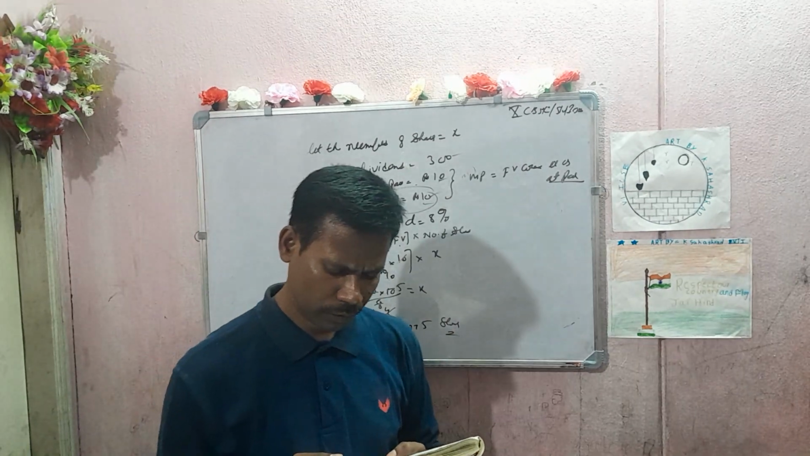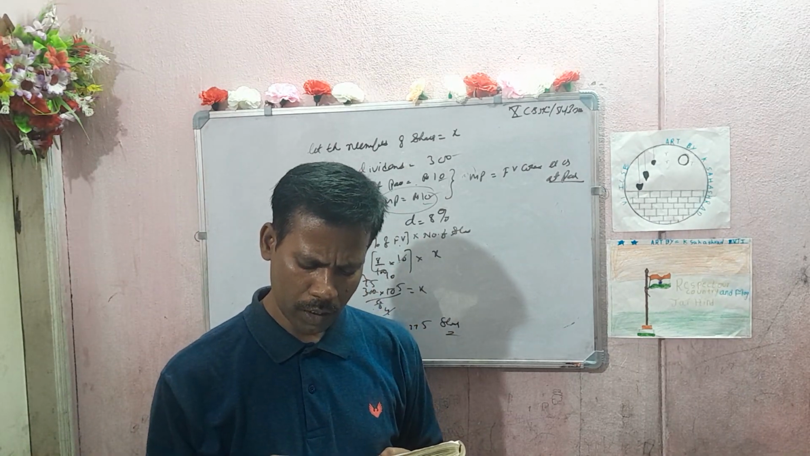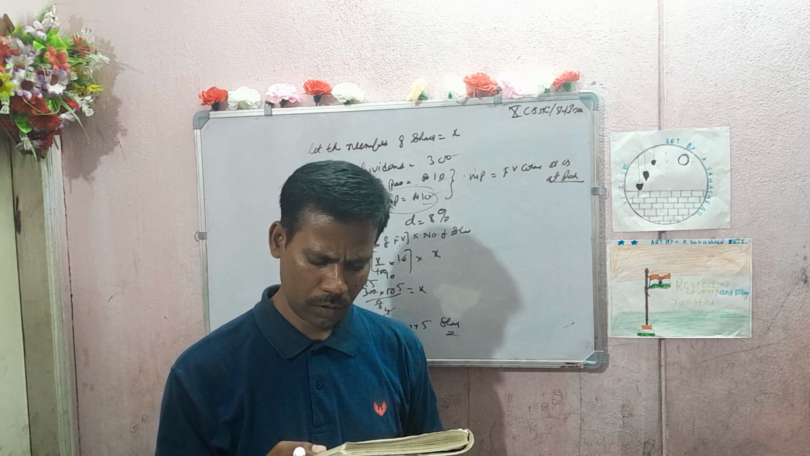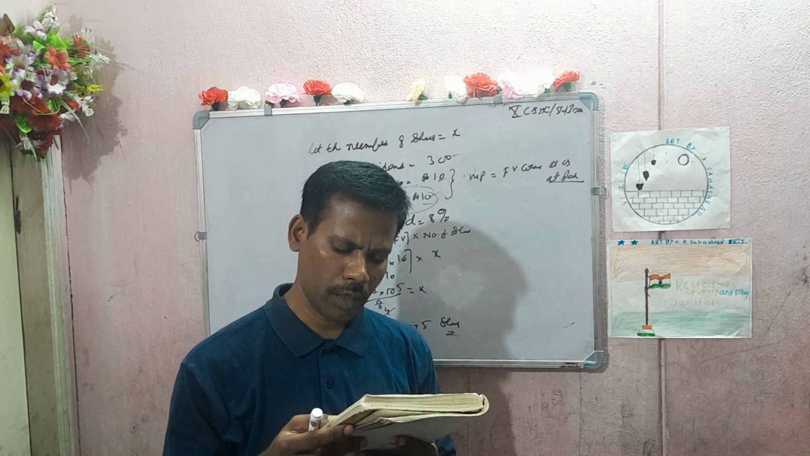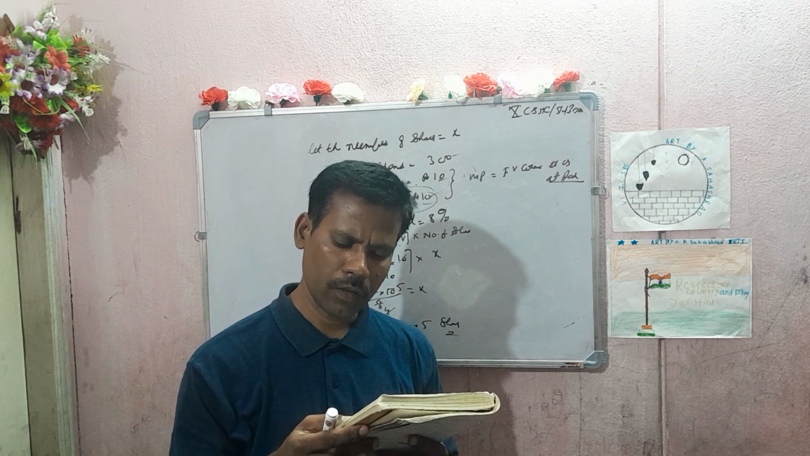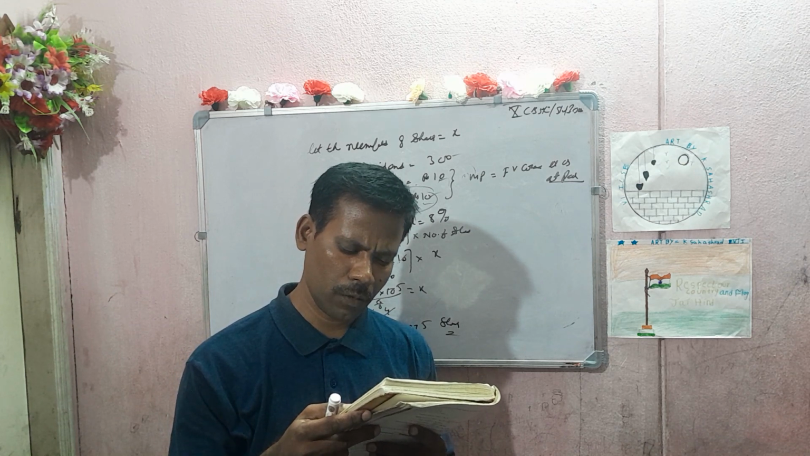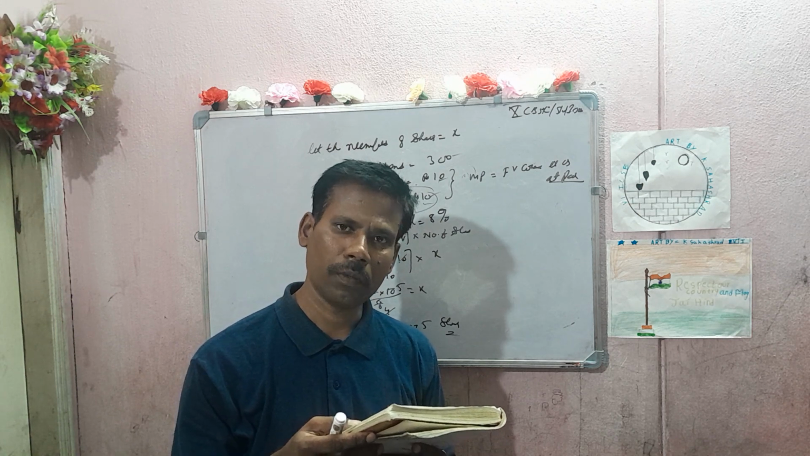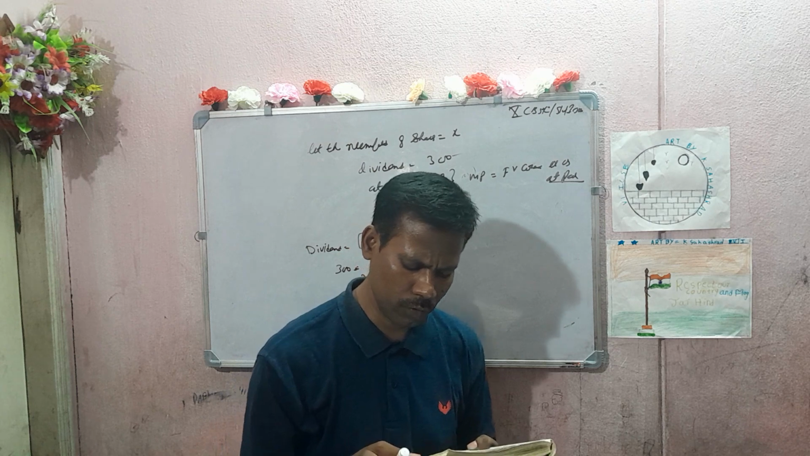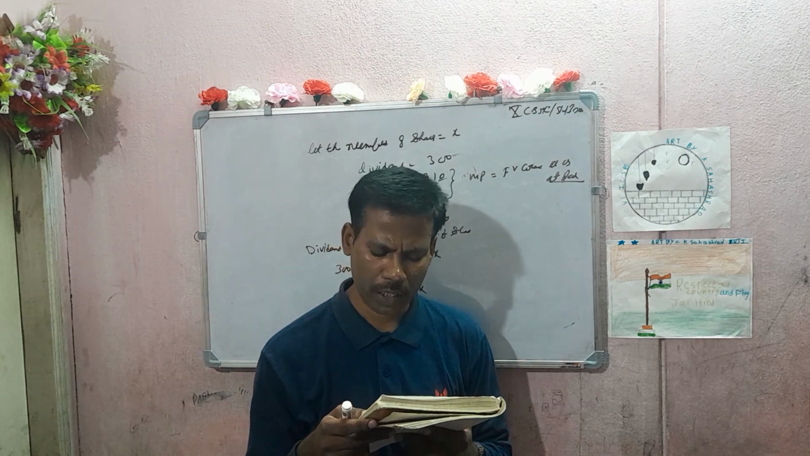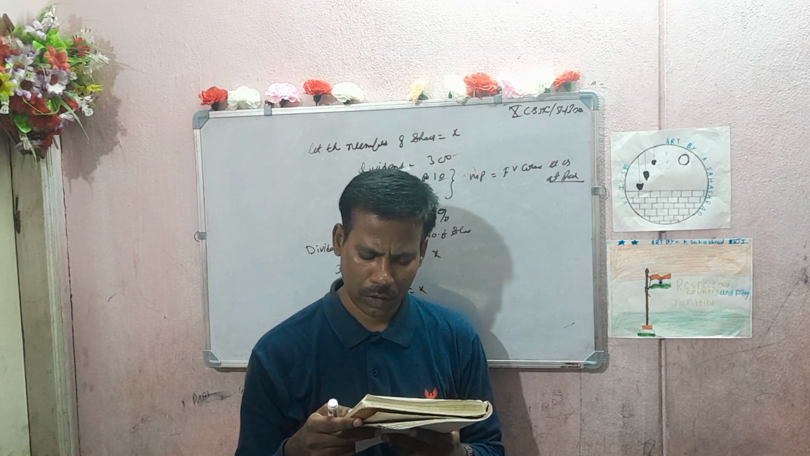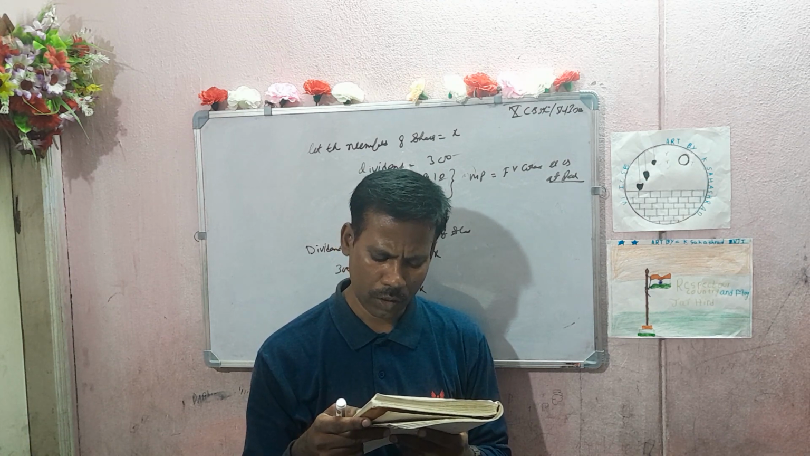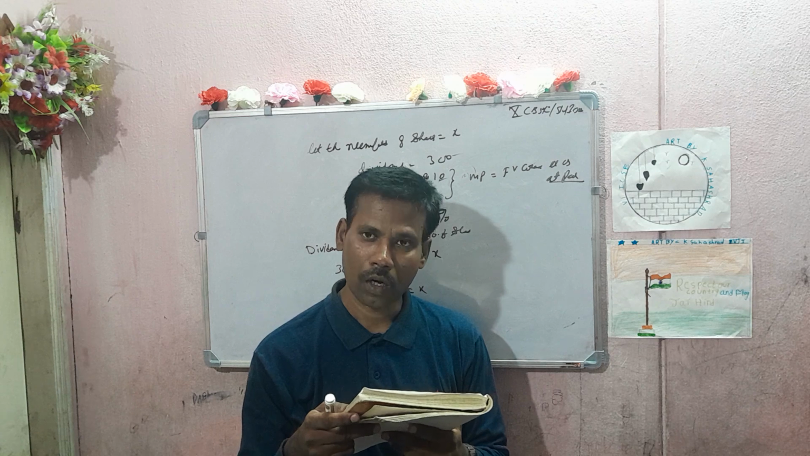Next one. A company pays a dividend of 15% on its 10 rupee shares, from which it deducts income tax at the rate of 22%. Income tax, this is the new word we are coming across. Income tax, 22%. Find the annual income of a man who owns 1000 shares of this company.